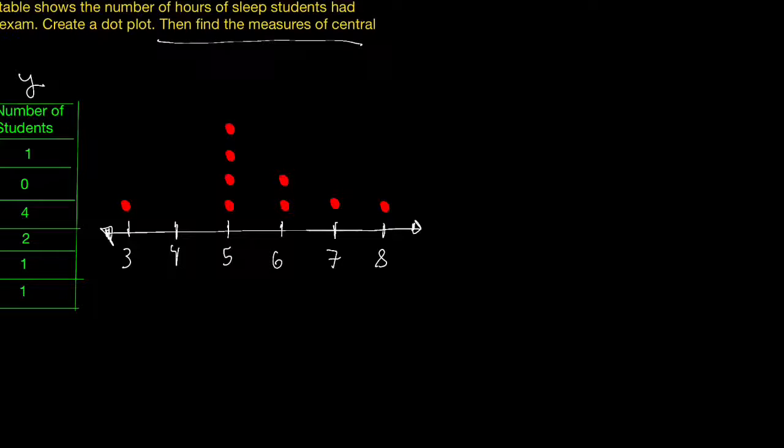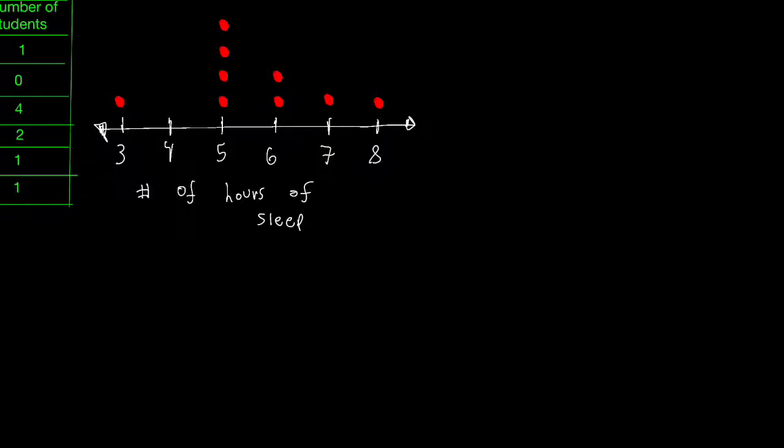Let's begin with the mean. To calculate a mean from a dot plot, we're going to get these values, and we're going to multiply them by their frequency, and then we're going to add them together. After we do that, then we're going to divide by the number of red dots that we have here. So let's go ahead and do 3 times 1. We're going to add that to 5 times 4. We're going to add that to 6 times 2, and then 7 times 1, 8 times 1.